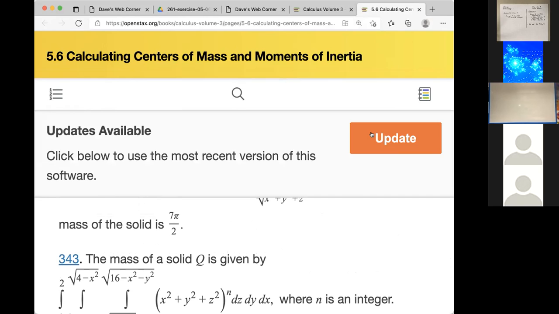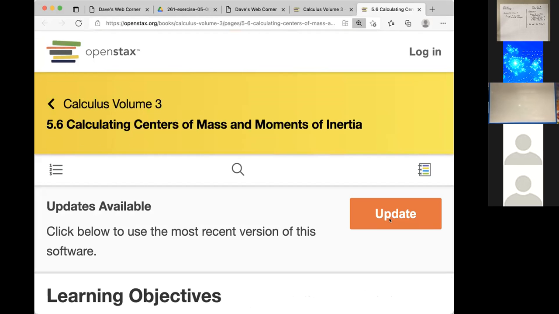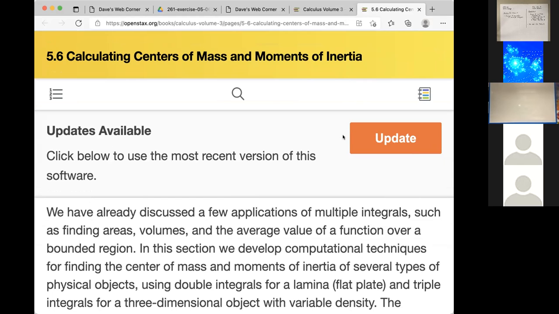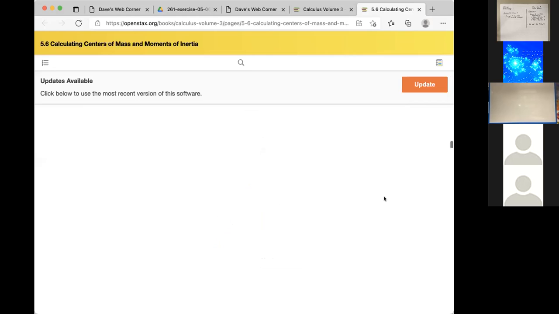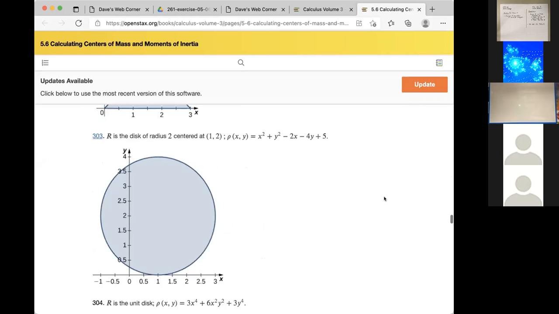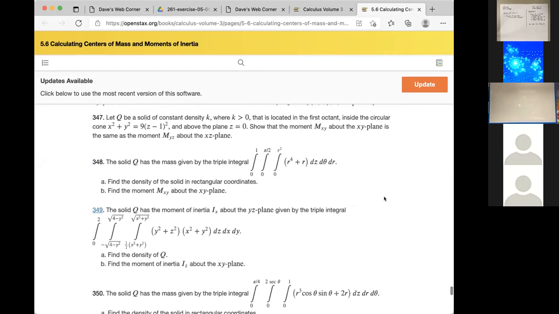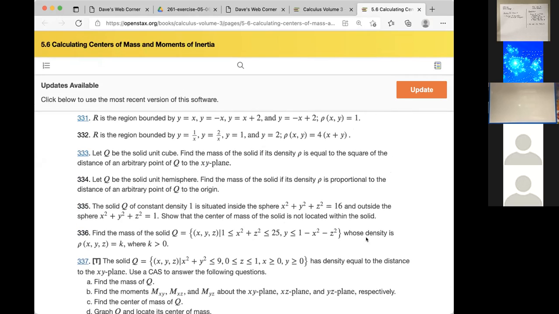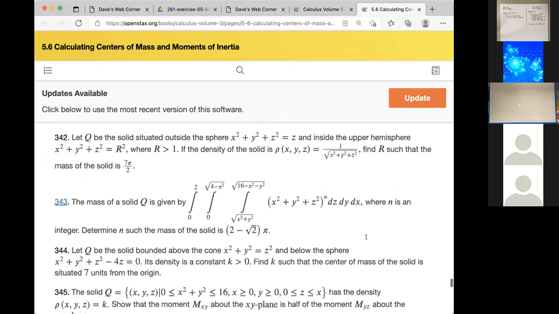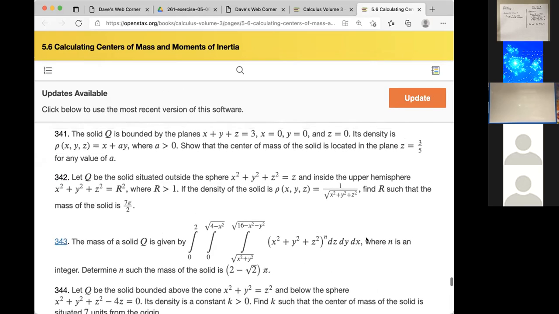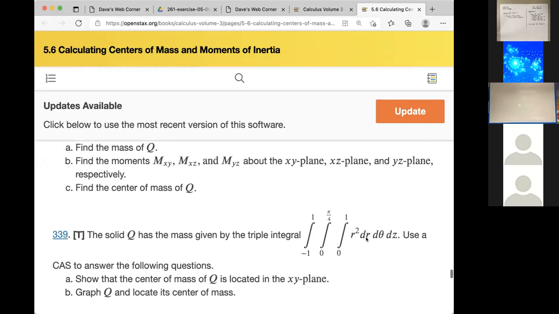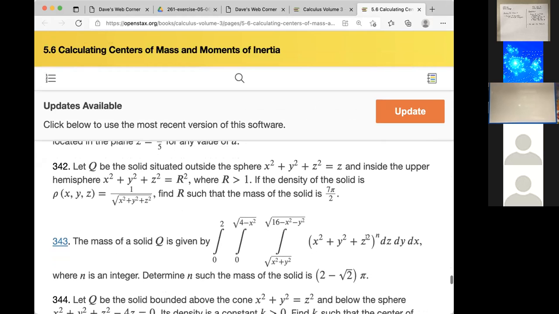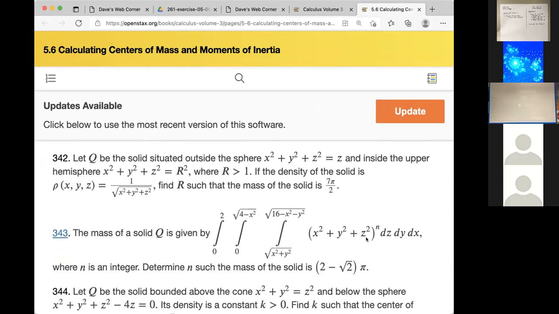No, I don't want to update. But let's see if I can get out of that. So let me slide back to the problem, sorry. And yeah, this is their online kind of app version of the text, so it's not super responsive.